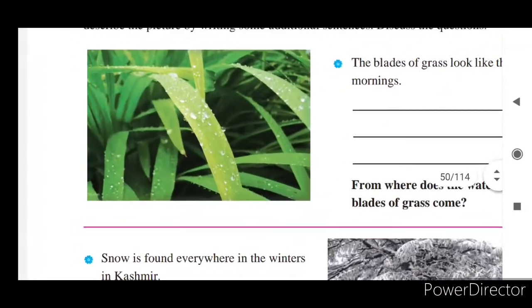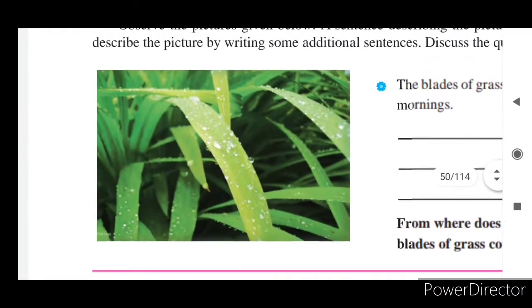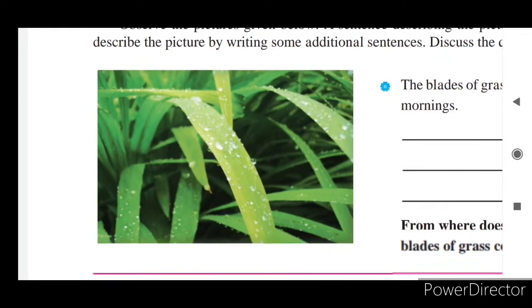In the first picture, we can see green leaves. On those green leaves some water droplets are there. What is the water droplet called? It is called dew. So how do these water droplets form and where did they come from? That we have to see.